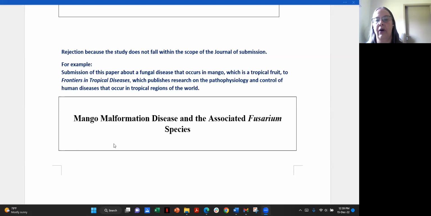And mangoes are grown in a tropical area. So they decided to submit it to Frontiers in Tropical Diseases. That's really not the right type of journal at all, because Frontiers in Tropical Diseases deals with tropical diseases that happen in people. It's got nothing to do with mangoes or with agriculture. So that would definitely be rejected.